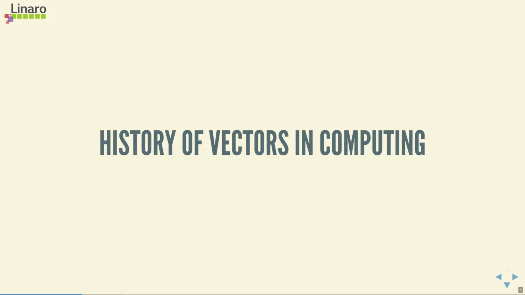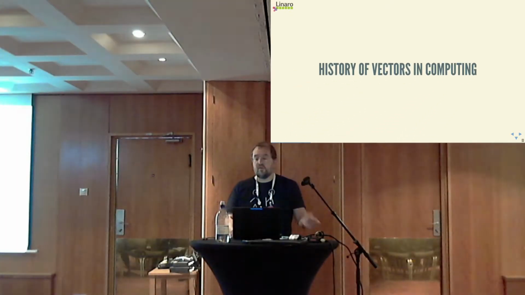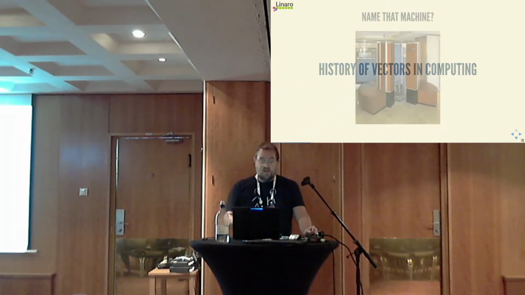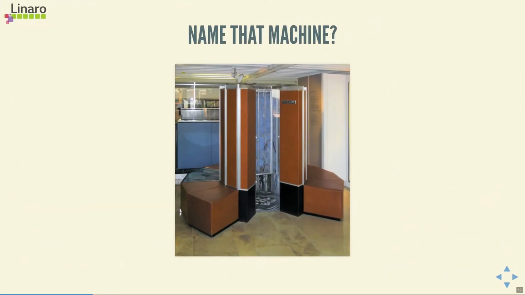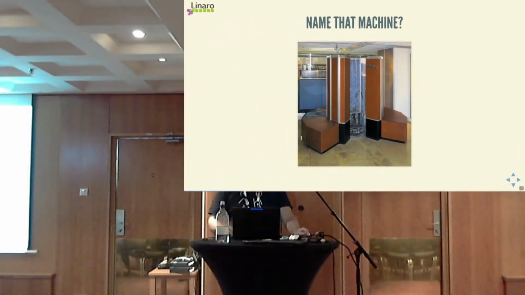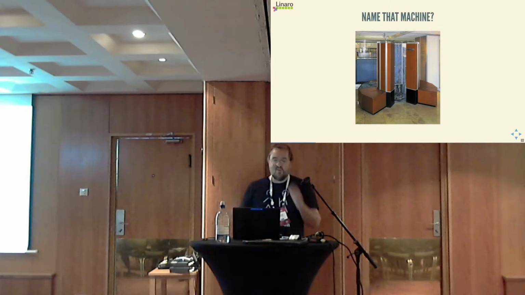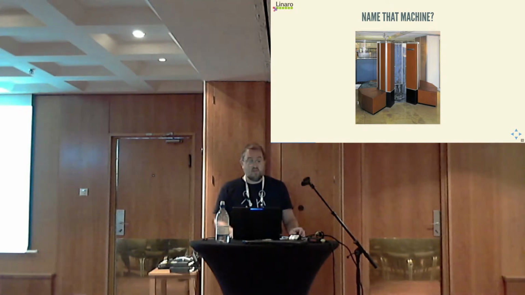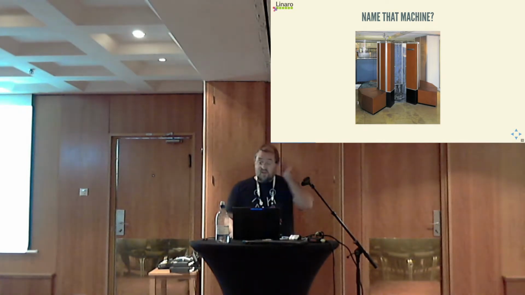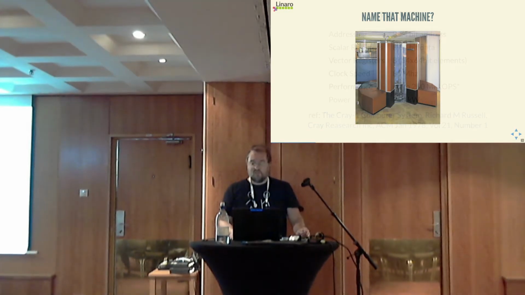Vector processing has been core to a lot of supercomputing tasks since the early days. Can anyone name this machine? Yeah, Cray, that's right. It's the Cray 1. It was a powerful machine of its time. It was one of the early supercomputers. It was built only a few years after I was born.